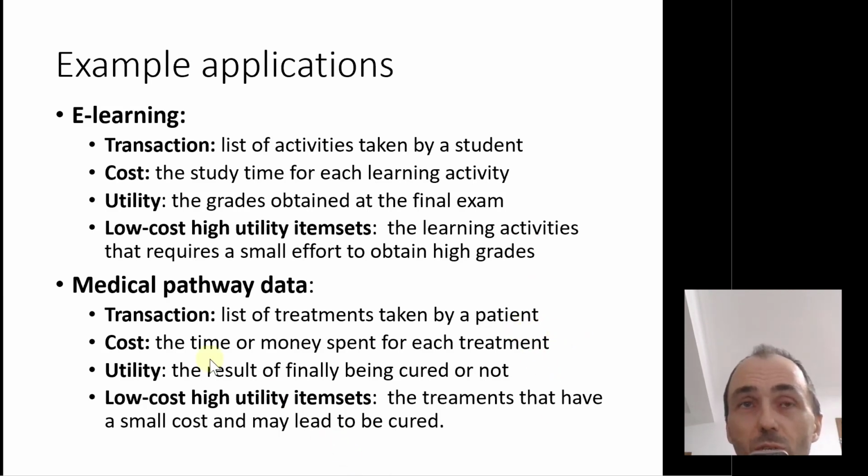Another example is for the medical data. We could have some transactions. We have the list of treatments by different patients in a hospital. The cost will be the time or money that you spend for these treatments, and the utility will be the result, like you are cured or not. So then we could find the item sets, the sets of treatments that have a small cost and will help the people to get cured. Okay. So those are two motivation examples that are the motivation for this work.